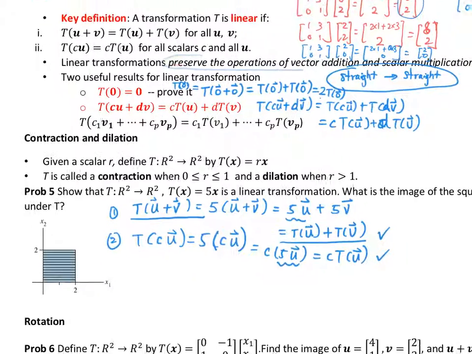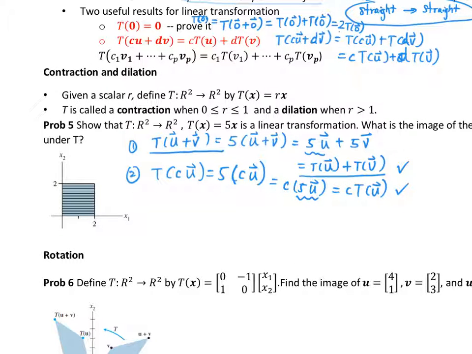To find the image of the square under this T, I'm just going to show you how to find the image of this particular vertex. I believe you can find all the other ones. So in this case, T of this vertex, which is (2, 2), equals, according to the way it is defined, 5 times this particular vector, which is (10, 10). So this is the image of (2, 2).